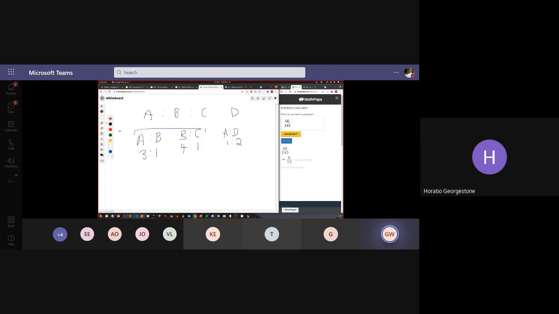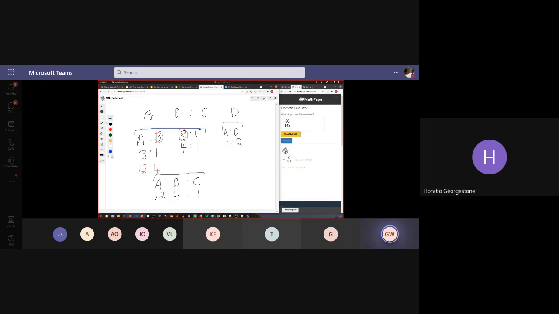So they both have B, but we need to make the same number of parts. Let's call these parts, like the number in the ratio. So in the first ratio, B is represented by 1 part. In the second ratio, it's represented by 4. So the simplest thing to do is to make this 4, and that means timesing it by 4. So we also have to times this by 4. So we get 12 to 4. So now we can merge them, and we get A to B to C is 12 to 4 to 1. Okay, now we've still got this A to D.